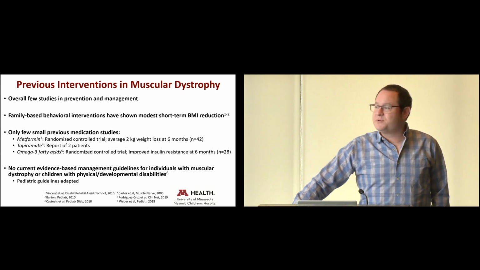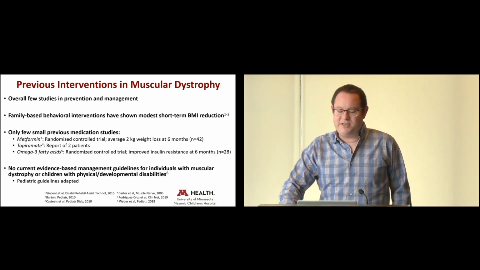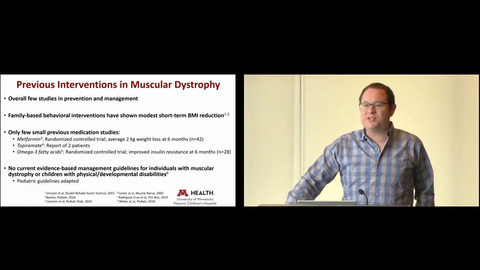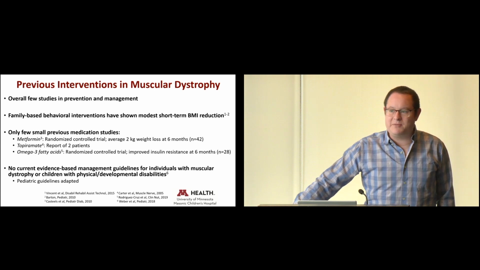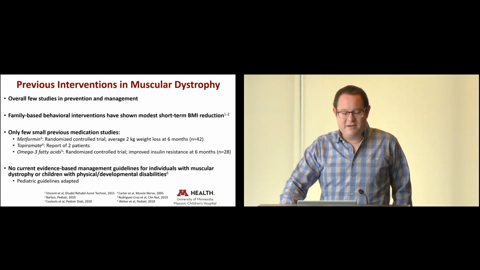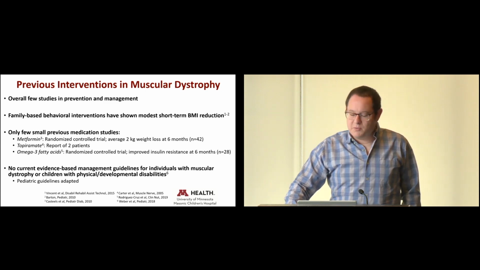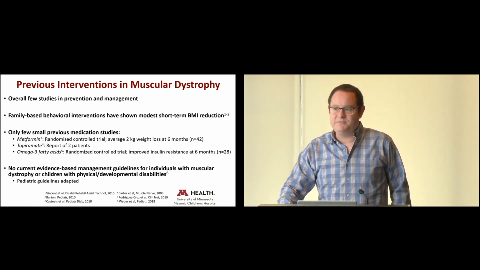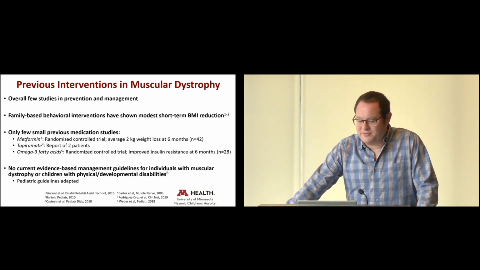But for example, there was a study showing among 42 people, randomized control trial, who received metformin, an average weight loss of about 5 pounds over 6 months. Topiramate, there's been a couple of case reports about this medication, which we'll talk about in a second. And then in terms of omega-3 fatty acids, there was a smaller randomized control trial that showed that it improved insulin resistance after 6 months. That's about it. So not too much research has been done within this area.